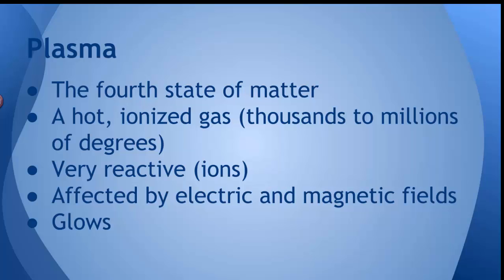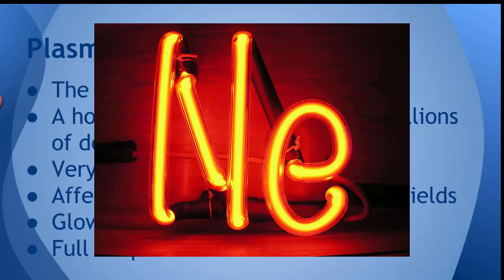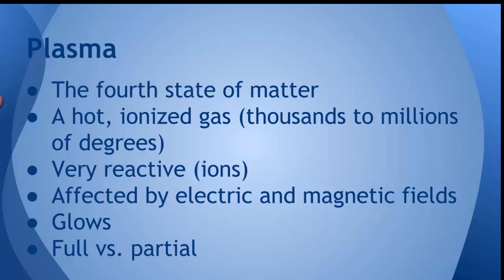Plasmas glow. And we'll talk about what causes them to glow, but it generally has to do with the fact that when electrons leave an atom, they take energy in, and when they come back to an atom, they give energy out. And then we want to look at the difference between full and partial plasmas. A full plasma is really completely ionized. Partial plasmas aren't necessarily as hot. You can create a partial plasma by ionizing a gas with electricity, for example, and it'll still glow. It just won't be as hot. So neon lights are neon gas that has been partially ionized, and the ionized part of that gas will glow, and you get that bright red glow.